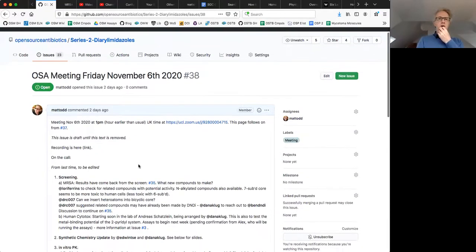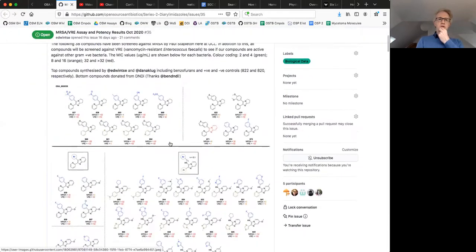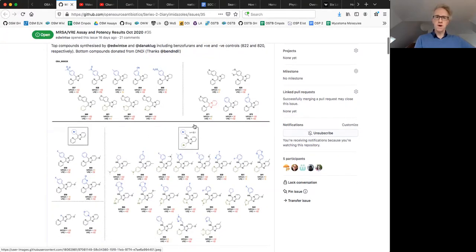So the issue for this meeting is up there, and we received a bunch of stuff on potency assays two weeks ago. In the last meeting, which I couldn't be at, unfortunately, you were talking about what to design and make for the next round based on these new data, which were pretty interesting. So we can talk about what you were thinking about, and then we can make some decisions. Does that sound good? Yeah, fine with me.